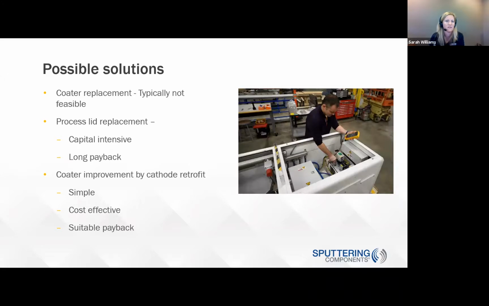So then looking at possible solutions, you could either do a complete coater replacement, which is typically not feasible, especially when it can cost up to 25 million euros for a coater. Or you could do a process lid replacement, which is also capital intensive when it's 150 to 200,000 euros per lid, and also has a long payback.